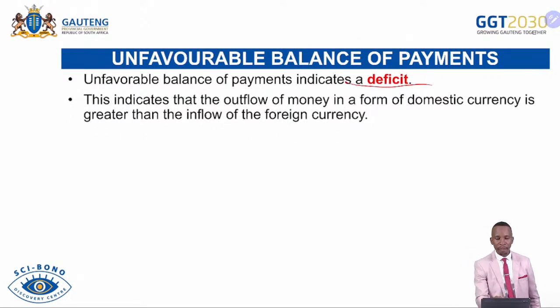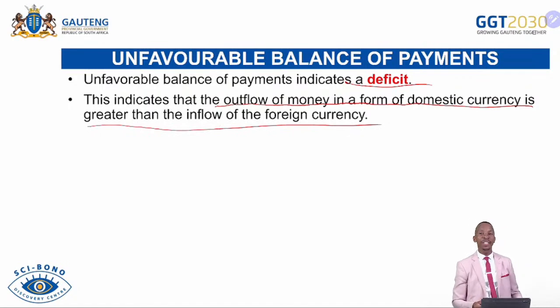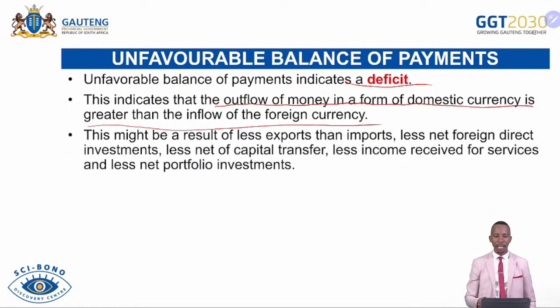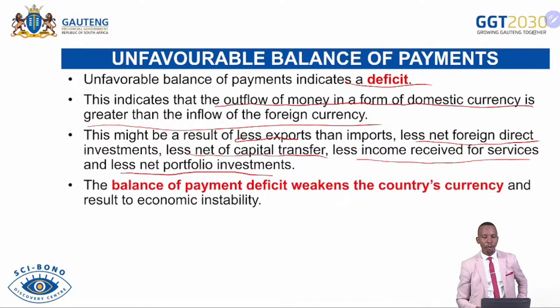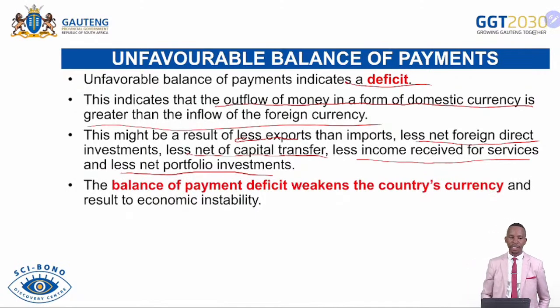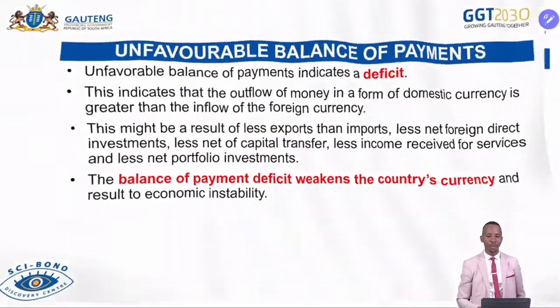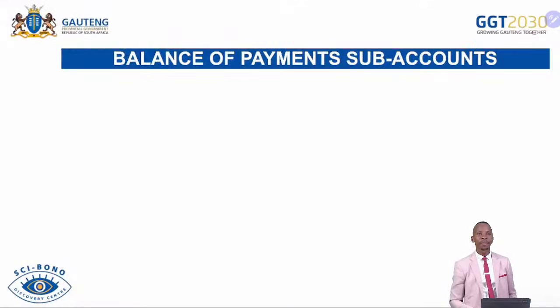This indicates that outflow of money in a form of domestic currency is greater than the inflow of money. We are paying more money out than we receive as a country. This might be a result of less exports than imports, less foreign direct investments, less capital transfer, less income received for services, and less inward portfolio investments. So the balance of payments deficit weakens the country's currency and results in economic instability. So the country becomes less competitive.